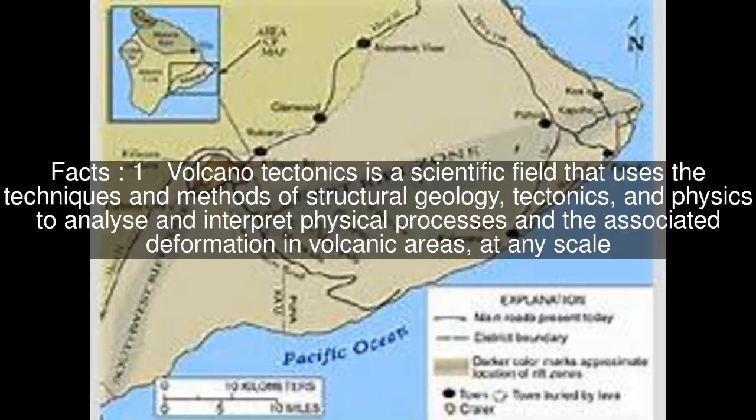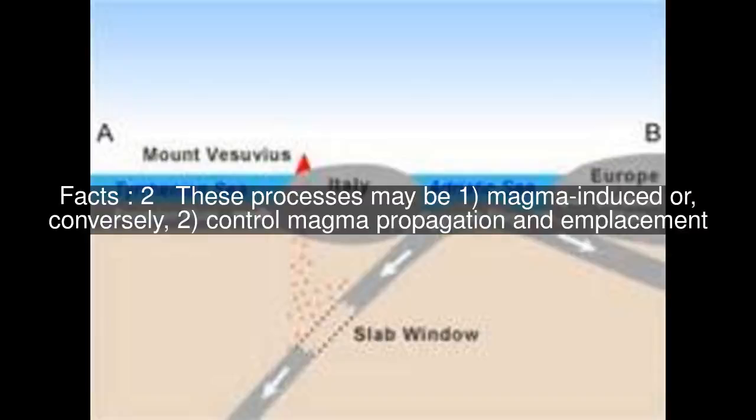Volcano tectonics is a scientific field that uses the techniques and methods of structural geology, tectonics, and physics to analyze and interpret physical processes and the associated deformation in volcanic areas, at any scale. These processes may be 1. Magma-induced or, conversely, 2. Control magma propagation and emplacement.